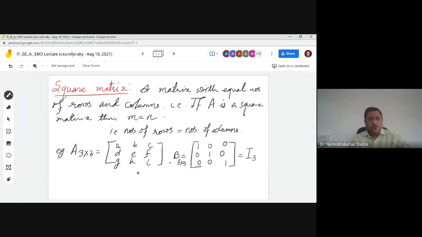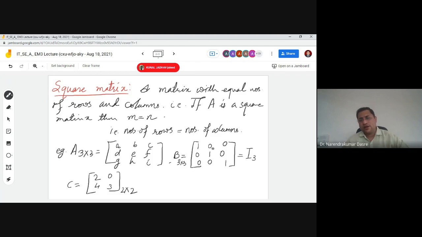So we'll restrict ourselves now to the square matrix, and moreover we'll be studying up to matrices of order 3 by 3. So we'll be studying matrices of order 2 by 2, like 2 0 4 3, a matrix with 2 rows and 2 columns. This is again a square matrix. So we'll be studying 2 by 2 and 3 by 3 matrices.